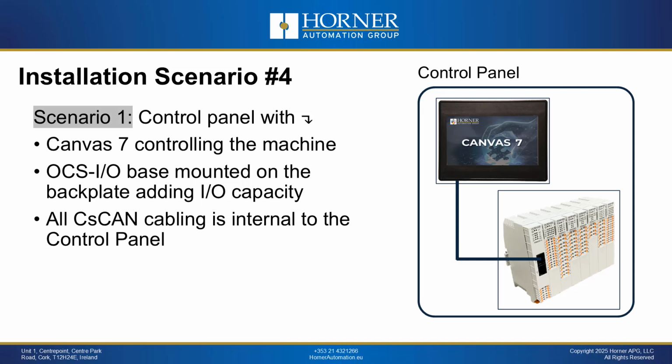Now for our final scenario, we are going back to a simple situation where we have a single control panel with OCS all-in-one controller controlling the machine and the OCS I/O located on the DIN rail in the same enclosure handling expansion I/O. Now in this case, remember, the OCS features an open style connector for CAN. As we know, the OCS I/O features RJ45, so we need to interconnect those two inside the panel.